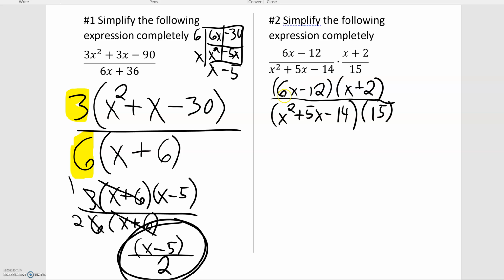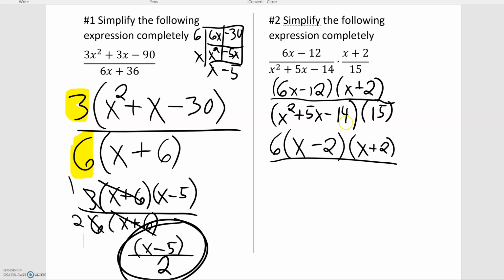And now looking at this, I got 6x minus 12. I'm like, oh, again, I got a greatest common factor here. It looks like it's 6. So I'm going to pull that 6 out. So that'd be x minus 2, because I divided both 6x and minus 12 by 6. And then I can't really do anything with the x plus 2. There is no greatest common factor there. Well, there is. It's 1, but that's not really going to change the problem.